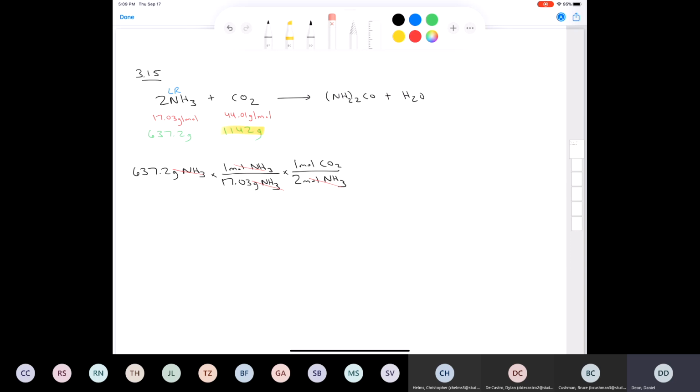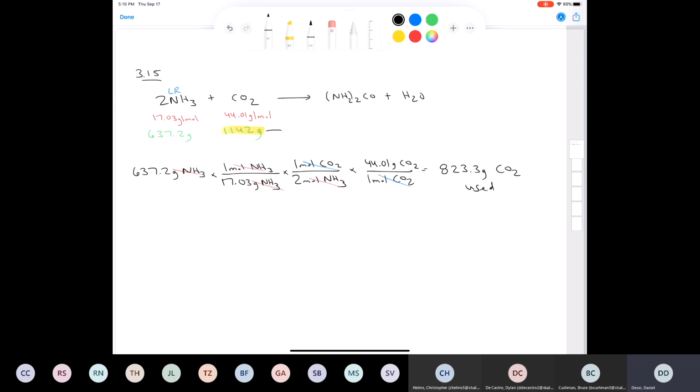So I'm going to delete this, and I'm going to go one more step. I know that in 1 mole of CO2, I have 44.01 grams of CO2, like that. And so the moles of CO2 are going to cancel out like this. And now we're going to get the mass of carbon dioxide that we consume, the total mass that we consume. So let me get my calculator here. We got 637.2 divided by 17.03, divide that by 2, and then multiply by 44.01. And that gives us 823.3 grams of CO2 that was used.